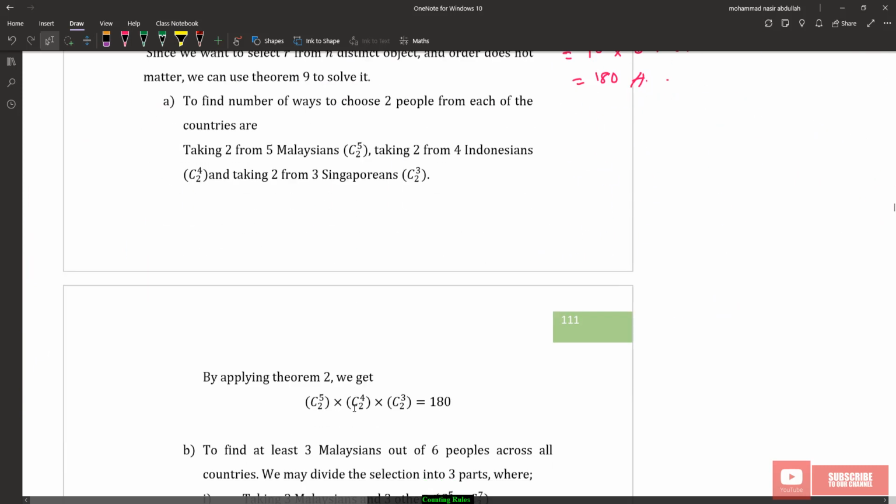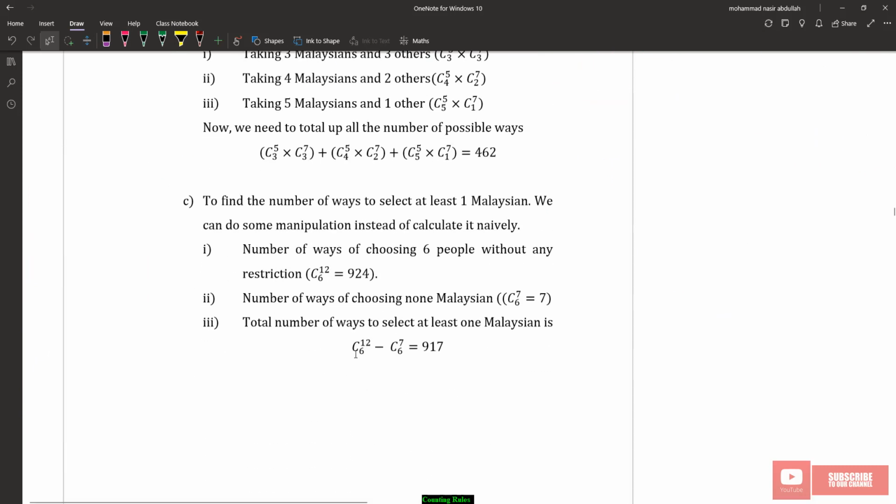Or we can use the smartest way, right? Dekat sini dia kata, to find the number of ways to select at least 1 Malaysian, we can do some manipulation instead of calculate it naively. Calculate it naively means kita calculate daripada 1, 2, 3, 4, 5, 6, 1 by 1. Susah. So number of ways to choose 6 people without any restriction.